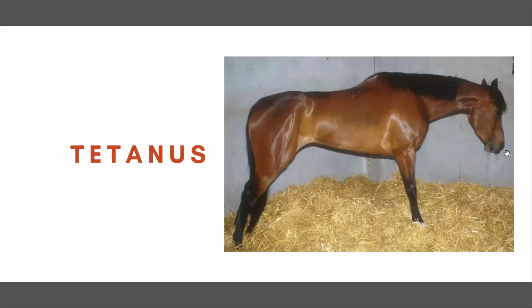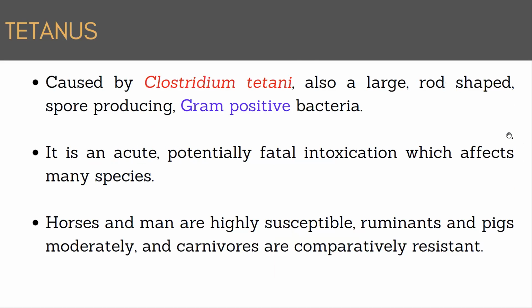So, ito, si tetanus. Ang ulit-ulit ko nang minention the past few lessons. So, tetanus, it is caused by Clostridium tetani, another gram-positive bacteria which is also spore-producing. So it is an acute, potentially fatal intoxication which affects many species. So horses and man are highly susceptible to tetanus. Ruminants and pigs are moderately susceptible, while carnivores are comparatively resistant.